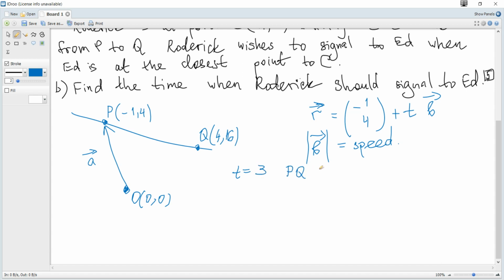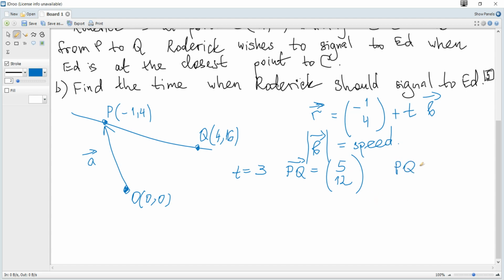is equal to PQ, and distance PQ can be found as the distance between 2 points. Formula is given in a data booklet. Or we can consider vector PQ and find coordinates of vector PQ as coordinates of the endpoint minus the coordinates of the starting point. So it becomes 4 minus -1, 5, 16 minus 4, 12, and then distance PQ can be found as magnitude of the vector, and it is equal to a square root of the sum of squares of its coordinates. So it's square root of 5 squared plus 12 squared, it's square root of 169, it's 13.